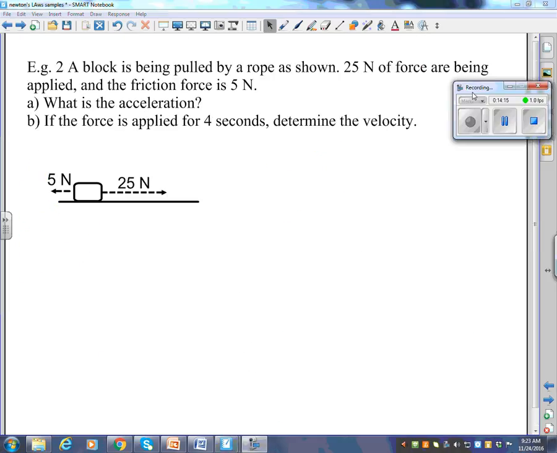I don't think you have the picture here, right? Okay. So a block is being pulled by a rope as shown. 25 newtons of force are being applied, and the friction force is 5 newtons. What is the acceleration? And if the force is applied for 4 seconds, determine the velocity. I've only started the FBD. But again, when you include the weight force and the normal force, do they change anything with the question? They don't. They are balanced. They don't contribute to the motion at all.